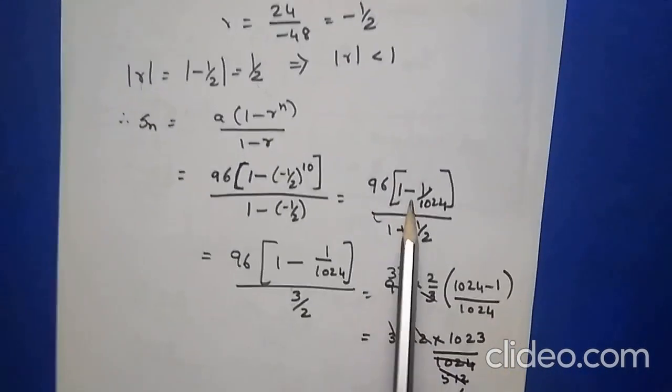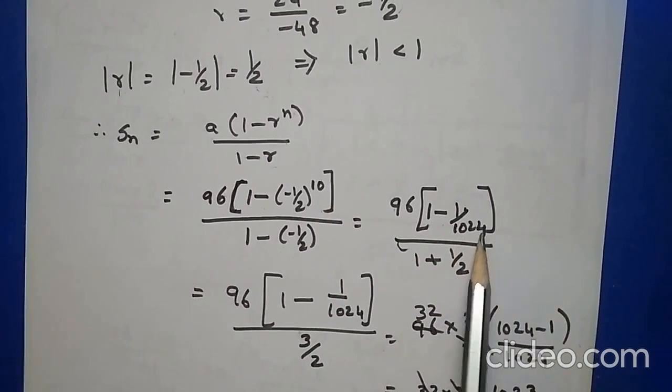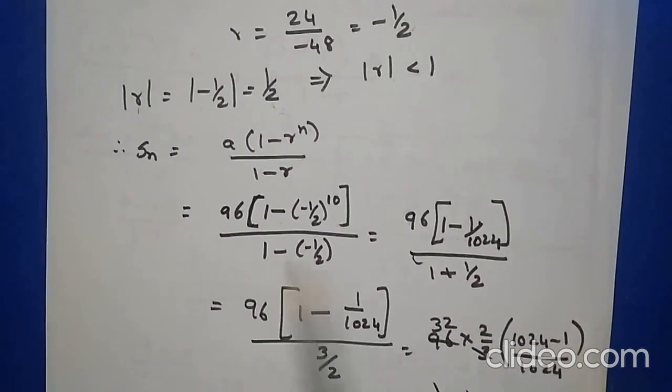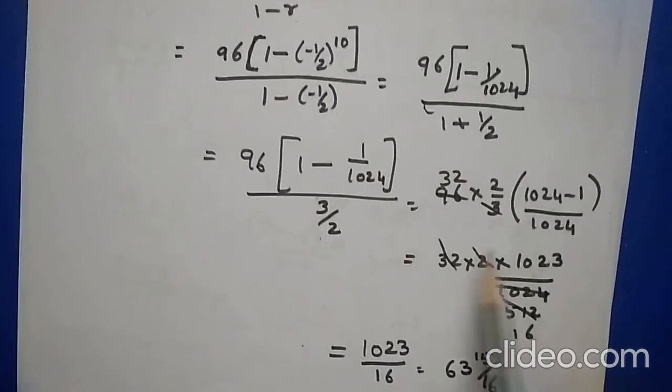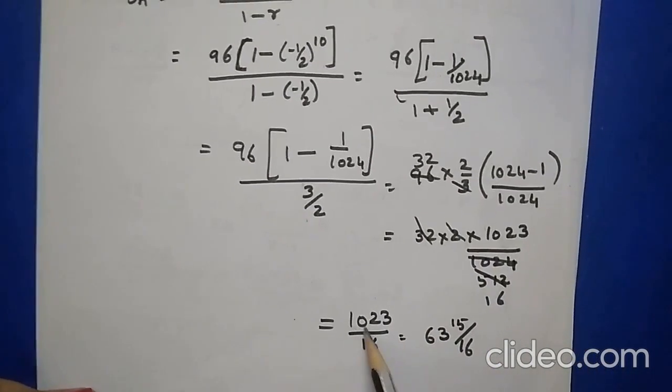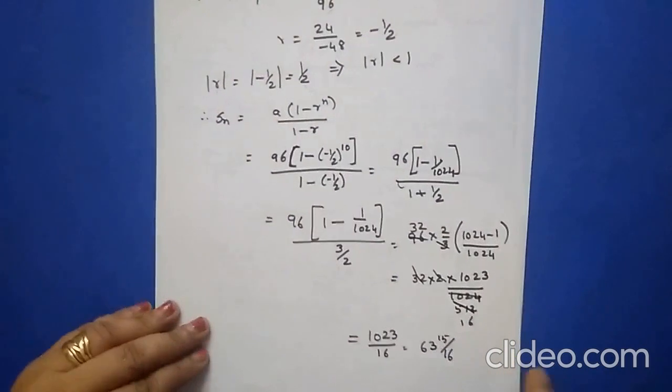96, 1 minus 2 to the power of 10 is 1024. Minus into minus is plus, therefore 1 plus half. Again you are simplifying. The final answer you are getting is 1023 by 16 into 96, which is equal to 6138 by 16.